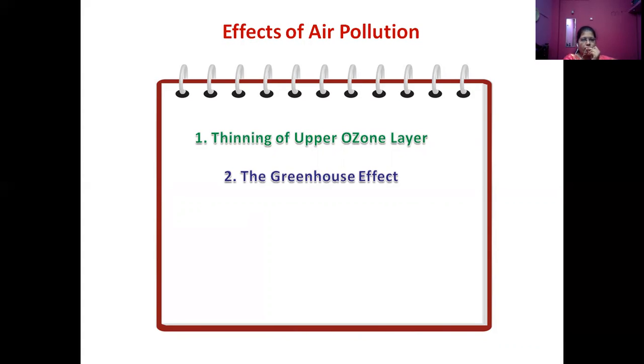As we all know, the major cause of the greenhouse effect is CO2. The CO2 coming from car and vehicle exhaust and industries is harmful and causes the greenhouse effect. Then global warming. As the upper ozone layer is getting thinner, UV rays can easily reach the Earth's surface, and the increasing UV rays can increase the temperature of the Earth, which causes global warming.